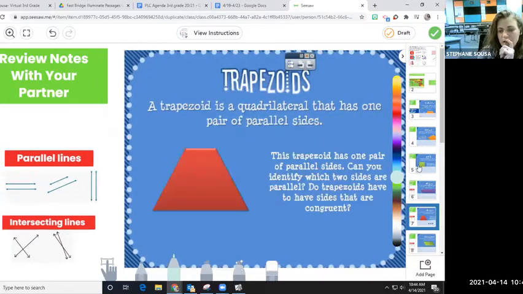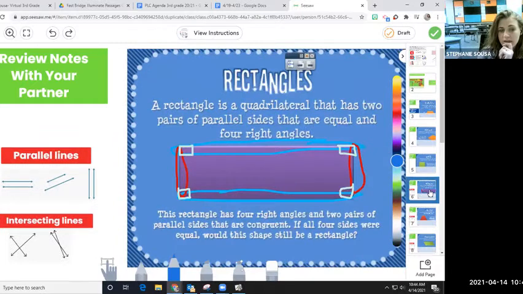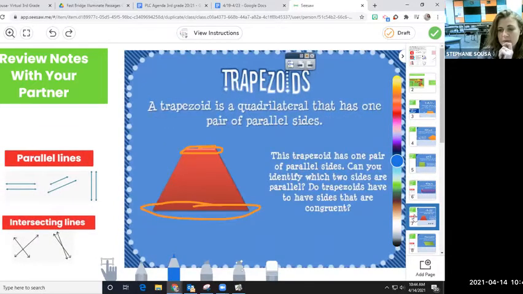Okay. A trapezoid is the final shape that we took notes on, and this only has 1 pair of parallel sides. On this trapezoid, this is the pair. These sides are not parallel because if they continued forever, they would intersect. So a trapezoid only has 1 pair of parallel sides. If it has 2 pair, like the rectangle, it's not a trapezoid.